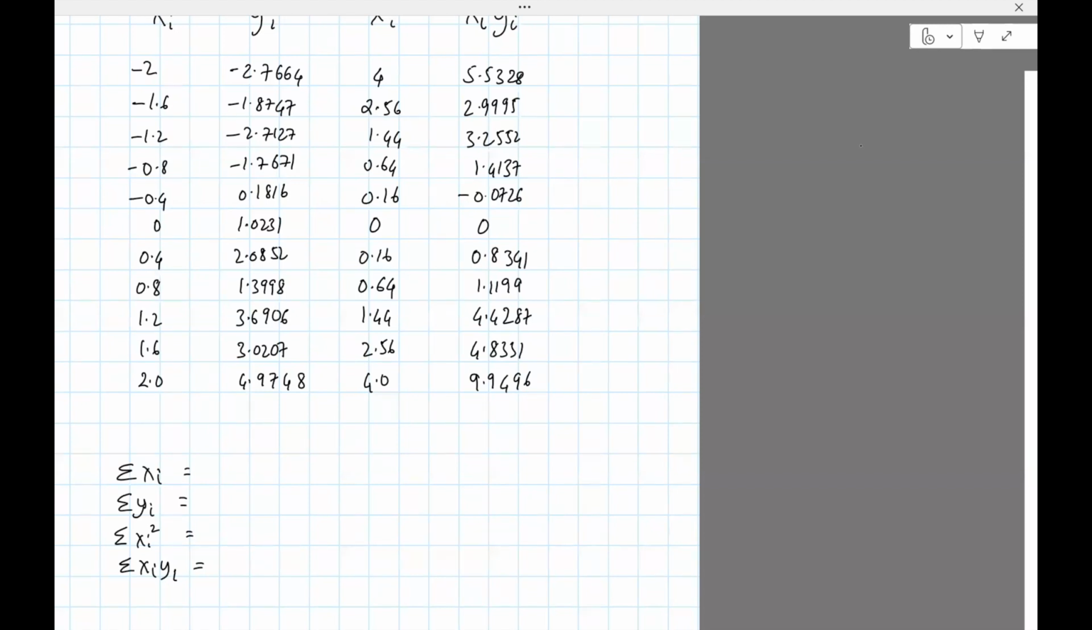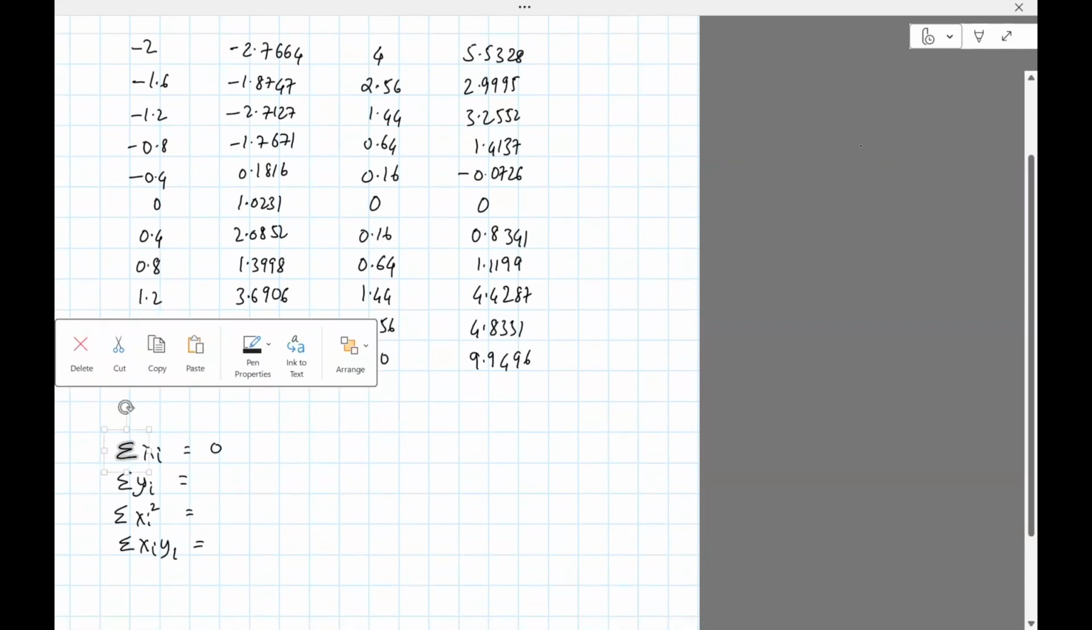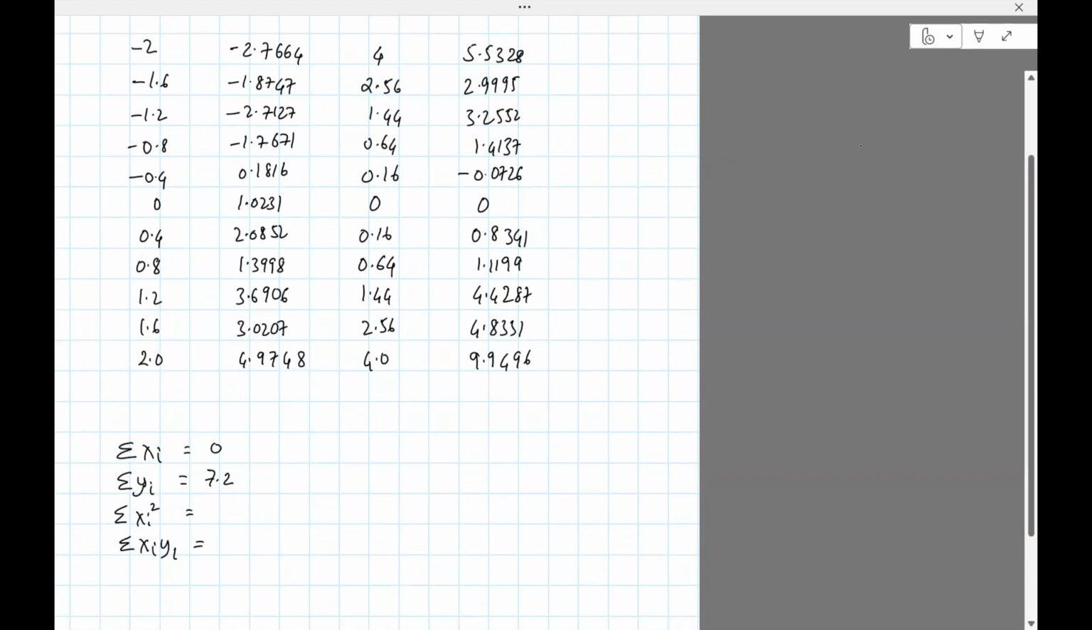So I get summation x. The good thing is it's all symmetric, so it'll all cancel out to 0. Summation y, what I got was 7.255. Summation xi square, I got 17.6, and then 34.2939. Okay, so clearly I won't give you such a big table for the exam. It'll be shorter than this. It's too many lines here, 11 lines, probably 5 or less.